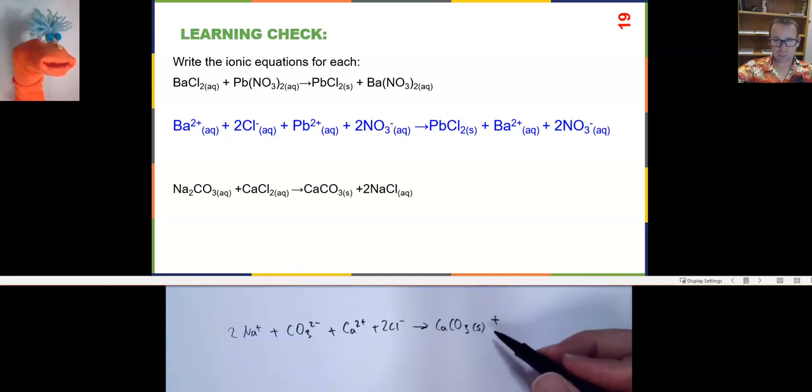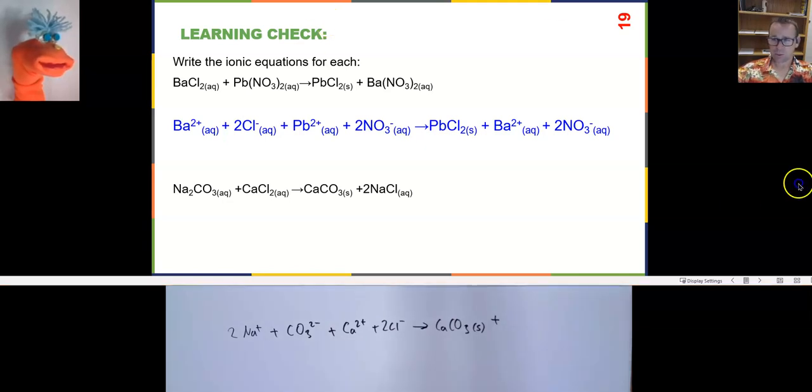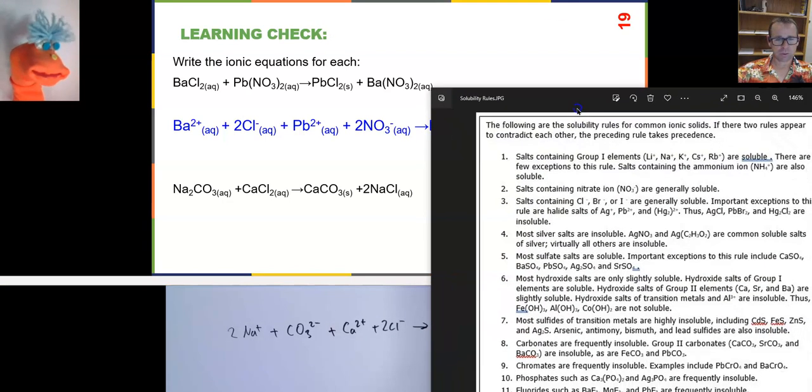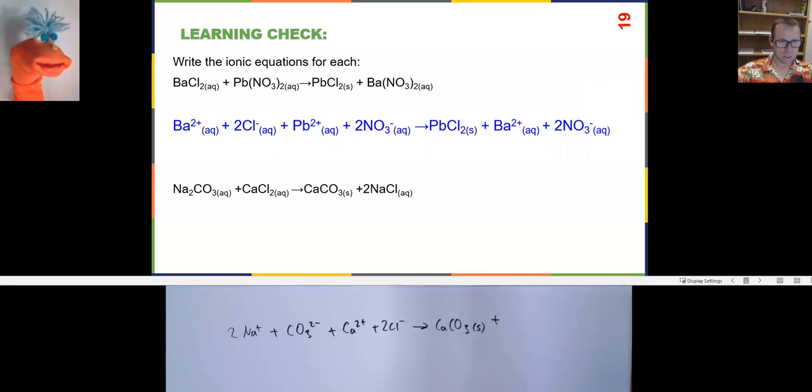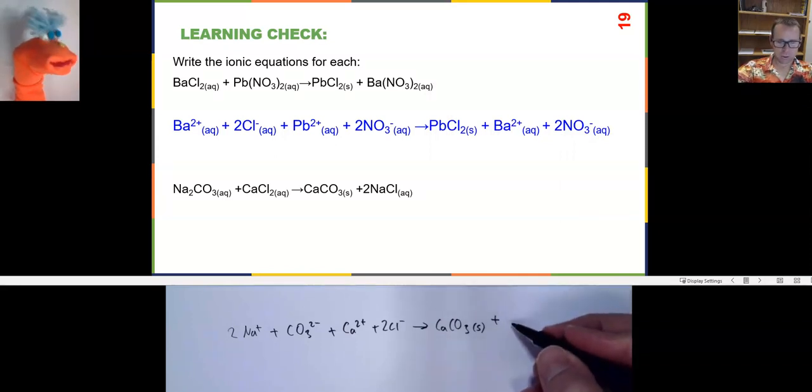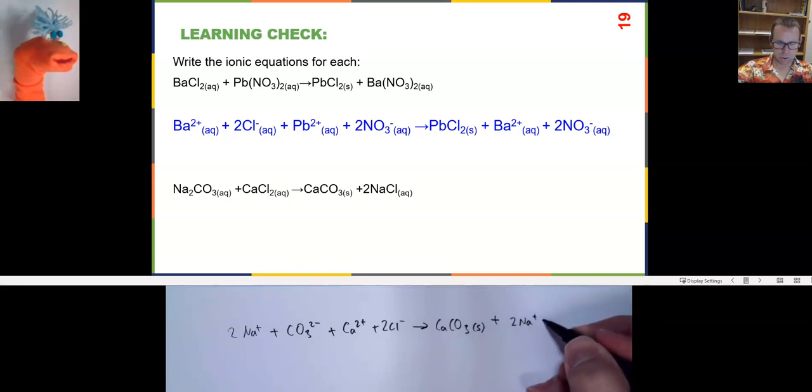We could also see that from our solubility rules, right? You have your solubility rules? Yeah, I have them. What's the rule? Number eight. Yeah, number eight talks about carbonates there. Okay. All right, so what's next here? Two sodium ions and two chloride ions. That's right. That coefficient in front is showing us that I have two sodium chlorides. Therefore, I'm going to have two sodium ions and two chloride ions.